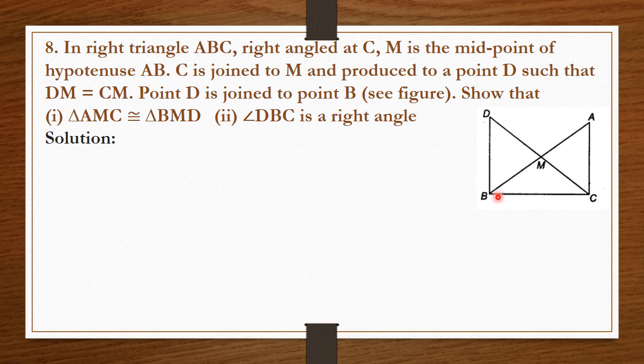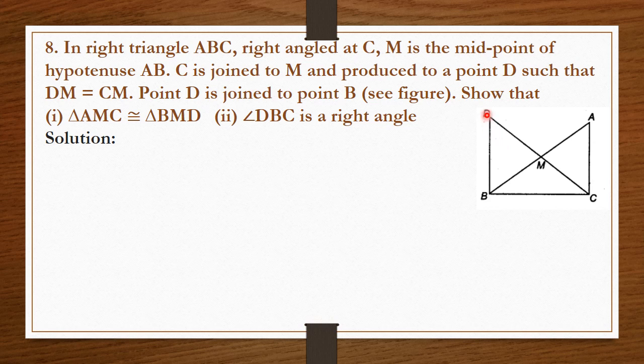Show that triangle AMC is congruent to triangle BMD. So we can say these are vertically opposite angles, right? What else? We have just seen here that DM equals to CM. So CM of this triangle equals to DM of this triangle. Again, M is the midpoint of AB. So AM of this triangle is equal to BM of this triangle.